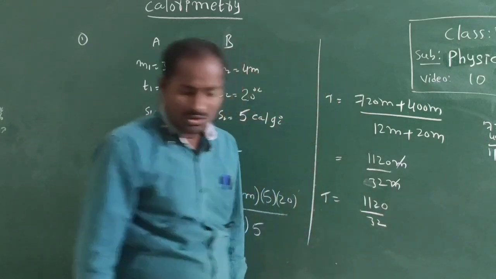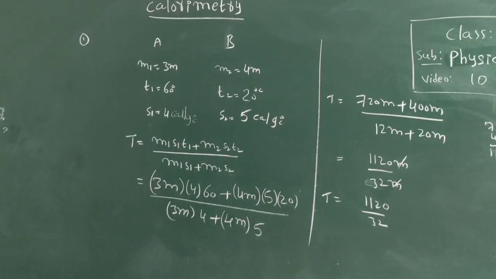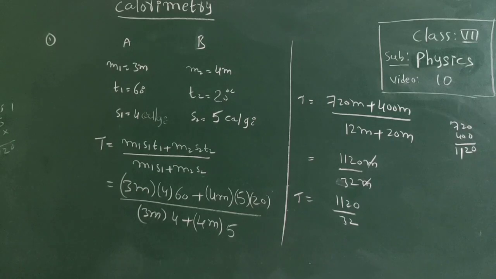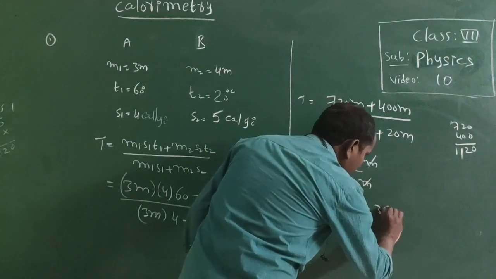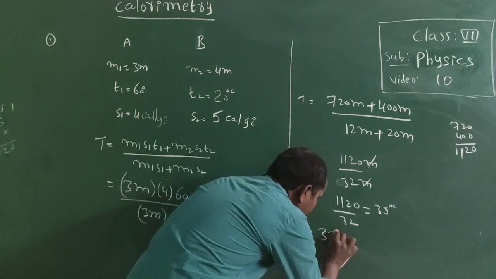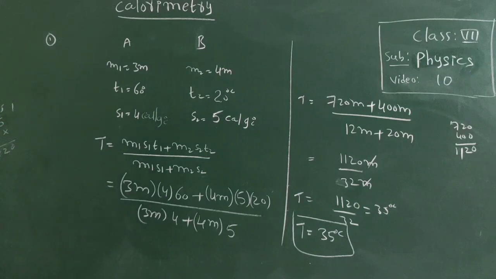So T equal to 1120 by 32, that equal to 35 degrees Celsius. So the resultant temperature is 35 degrees Celsius.